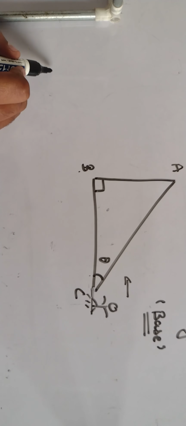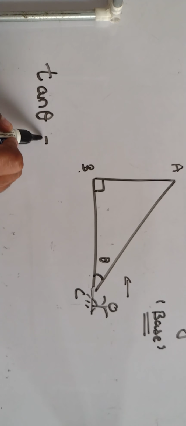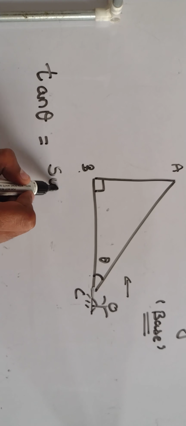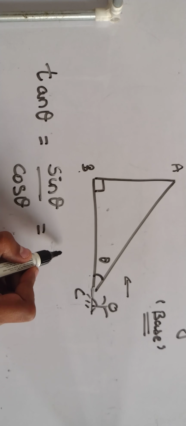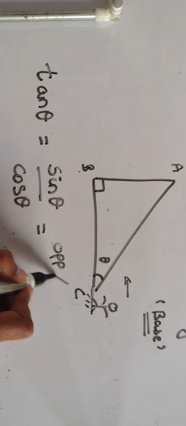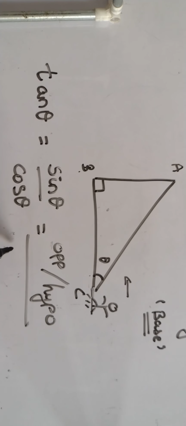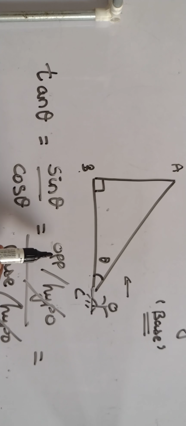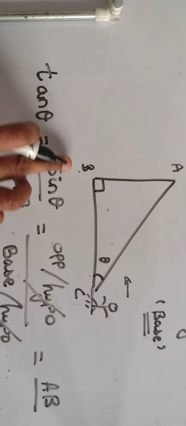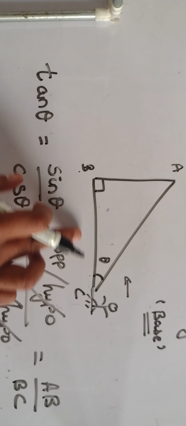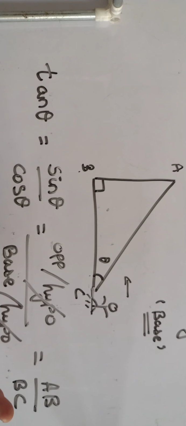Next will be tan theta. Tan theta is also defined as the ratio of sin theta by cos theta. Means opposite side upon hypotenuse, whole divided by base upon hypotenuse. So hypotenuse gets cancelled. So opposite side upon base is nothing but tan theta. What is the opposite side here? AB, whole divided by BC. What is the base? BC. Base means the surface on which you are standing. So we have to keep things in mind in this way.